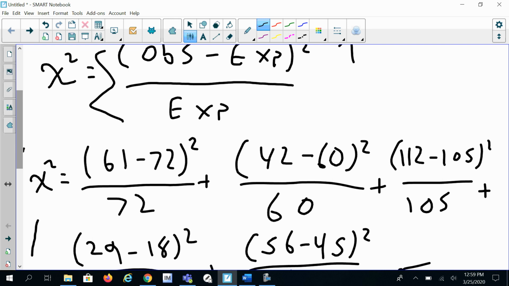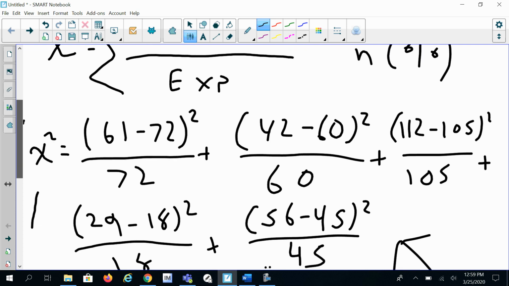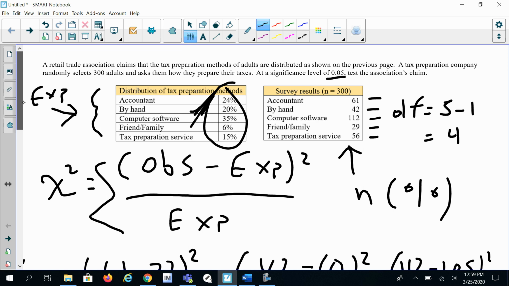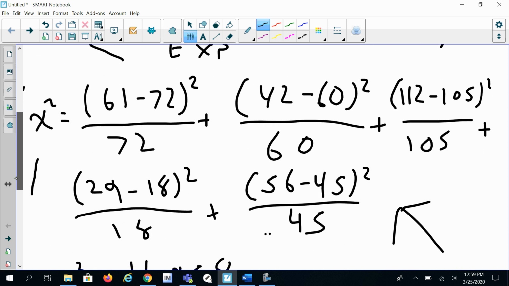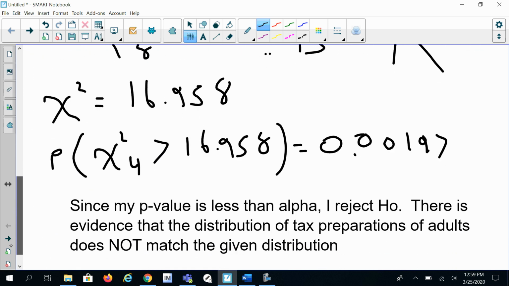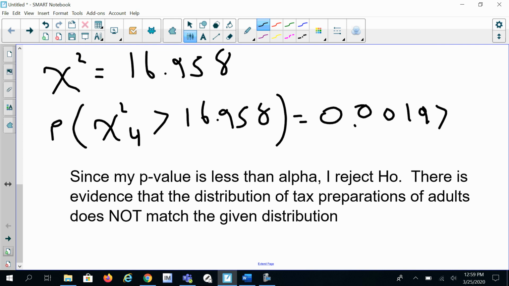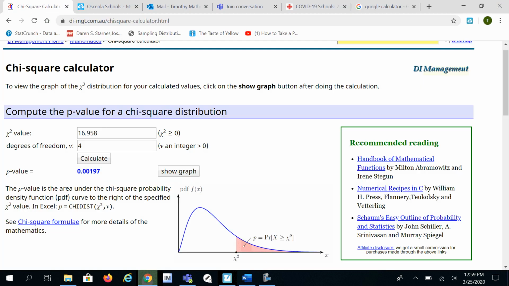Remember, to find the expected, you just take n times the percent. Make sure that percent's a decimal, though. That's all it is. So we did 300 times 0.24, 300 times 0.2, 300 times 0.35. Added all those up. Got 60.958. Remember, degrees of freedom is categories minus 1. It is always greater than, right here. Always use a greater than symbol. And then use that p-value calculator we talked about, where you put your degrees of freedom and your chi-square value in, hit calculate, you'll have it.